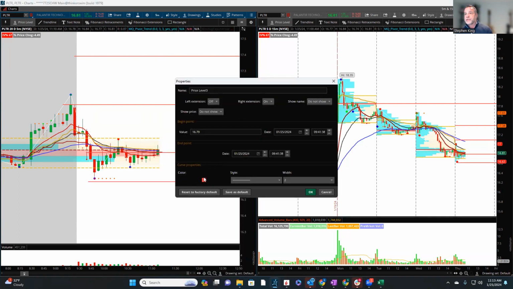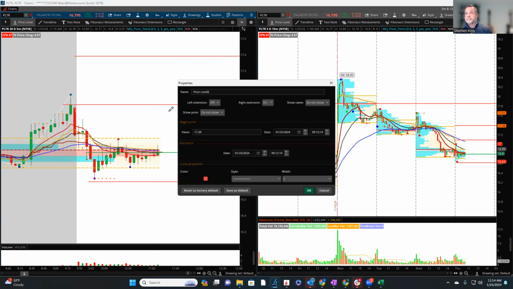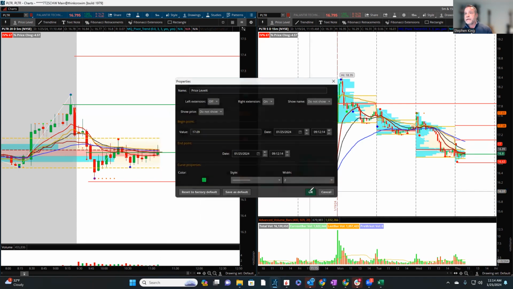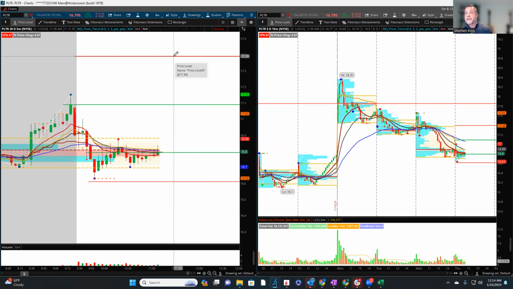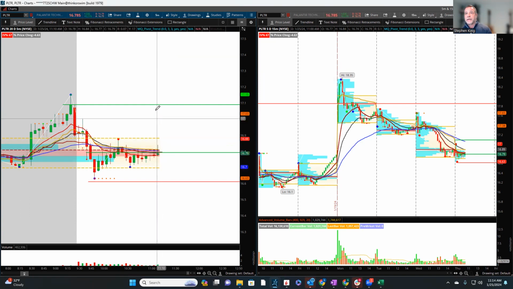I will color code this just to make it clear that that was my entry. This would be my target, just to make it easier to understand. I'm going to remove this. This was my original target, my 3R target. So I'm just going to remove that since I decided that this was a more realistic target right here.